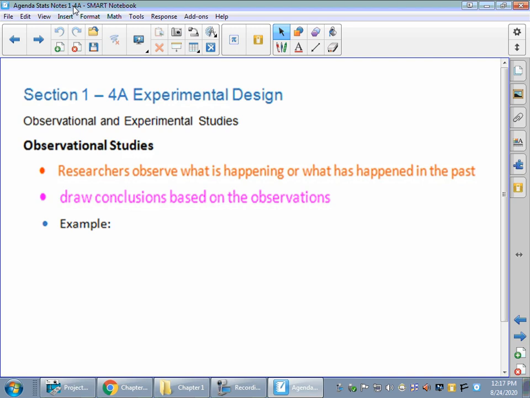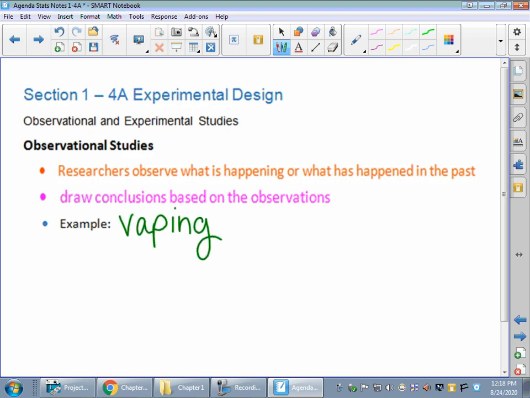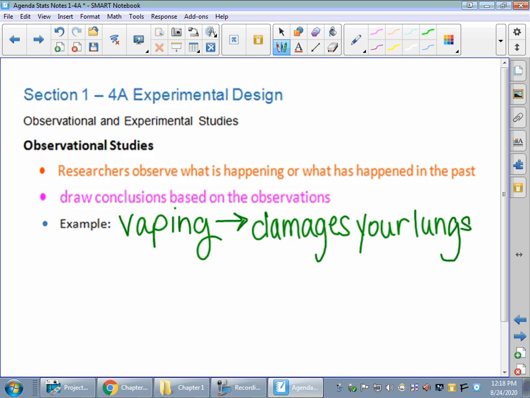You have to be careful about drawing conclusions, though, because you have to know that you have a good correlation. There's a lot of questions and vague parts. So for example, we could observe and keep track of people who vape. And then we could draw a conclusion, perhaps, that vaping damages your lungs or puts toxins into your body. The moral of the story is don't vape. It is not good for you. You don't know what you're putting into your lungs.